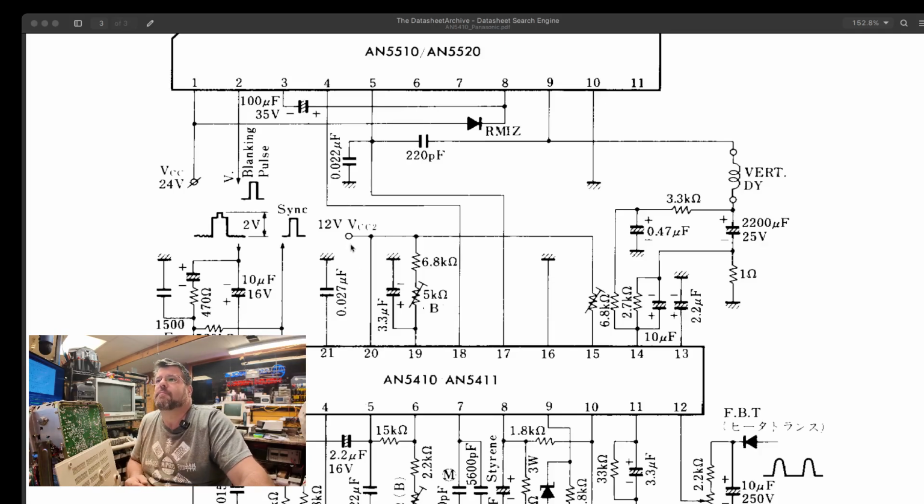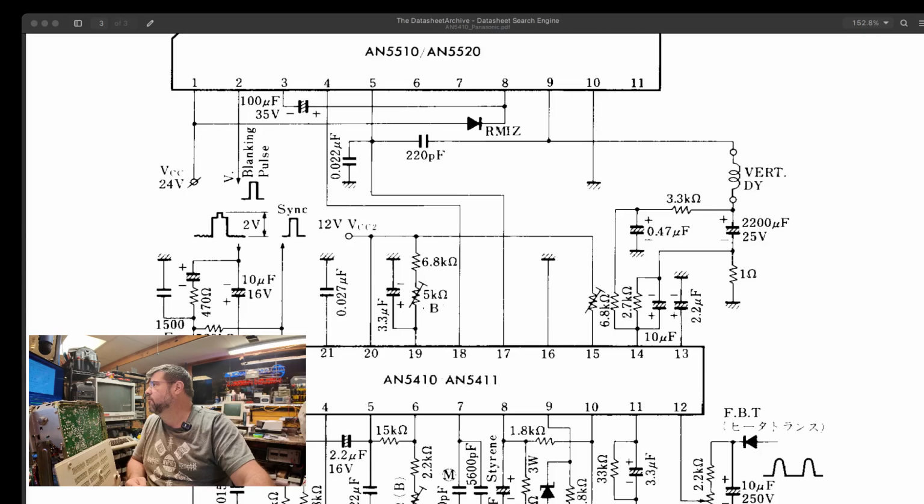So here's power, 12 volts, VCC. And it's coming in here through these two adjustments. What these adjustments are is the vertical hold and the vertical height. Pretty sure this one's height. This one over here is hold. So what you're doing is adjusting the amount of voltage you're feeding to pin 19 and pin 15.